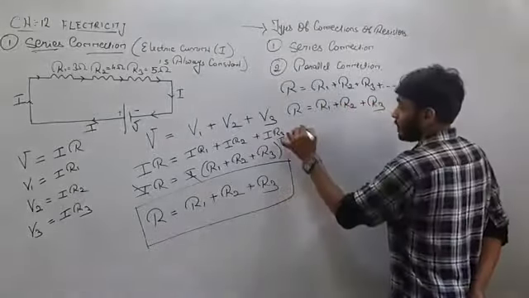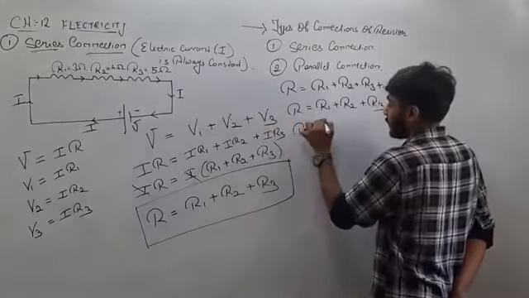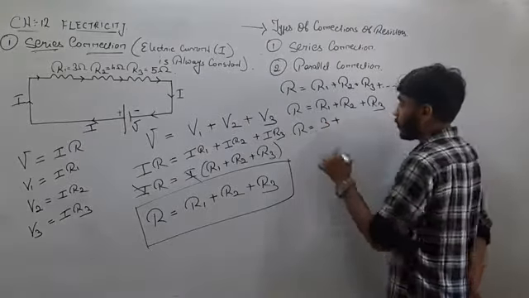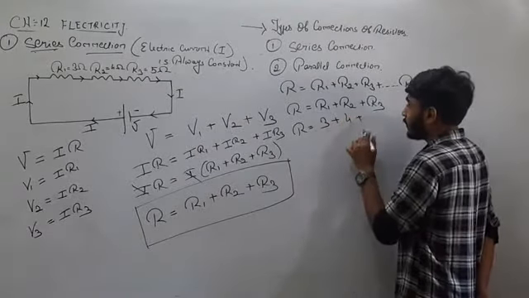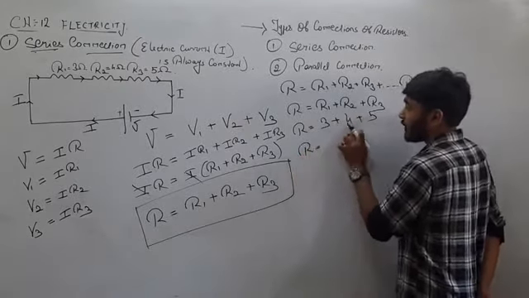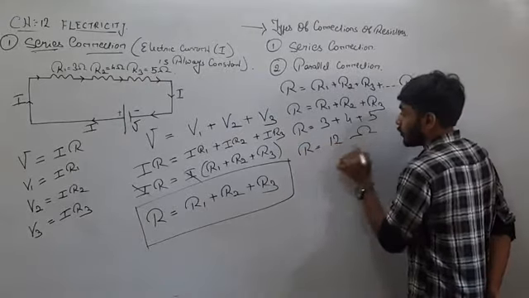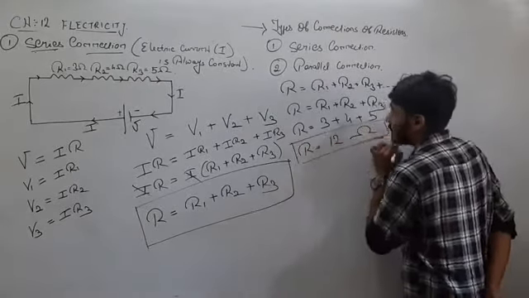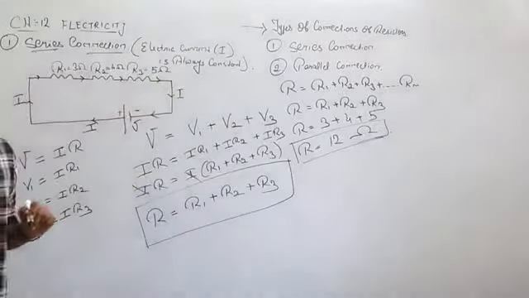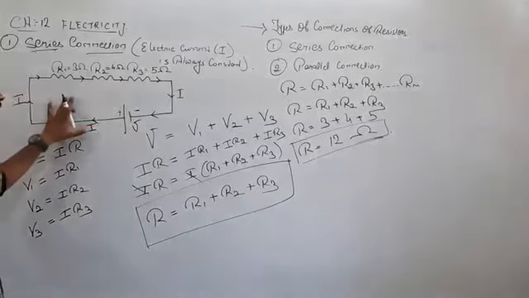It is quite as simple as that. What was the value of R1? It was 3 ohm. What was the value of R2? That was 4. What was the value of R3? That is 5. Add these things. 4 plus 3 is 7. 7 plus 5 will be 12. So 12 ohm is the final answer for the series connection of the resistances given in the figure. So R equals 12 ohm is the final resultant answer.